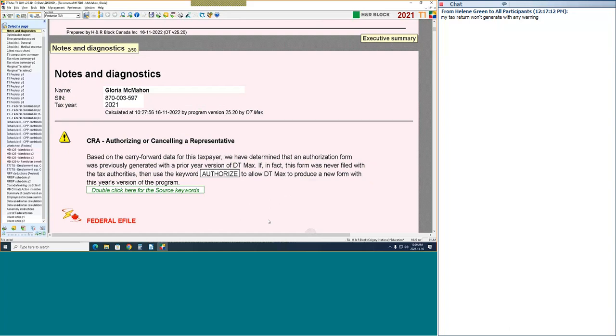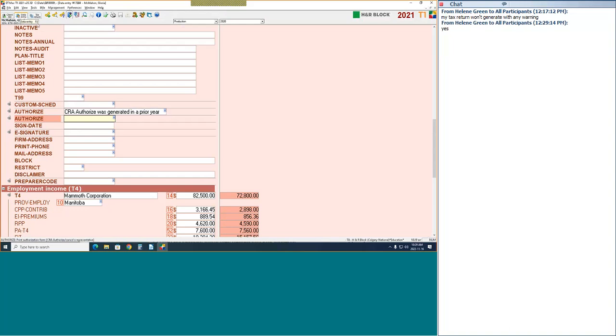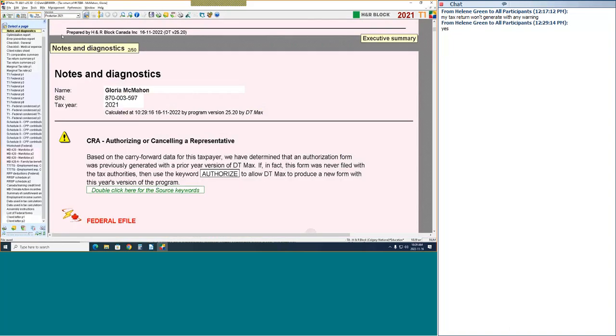So Helene, your tax return won't generate with any warning, whether it's yellow warnings or otherwise. You might need to kind of force it to generate, which would be Alt F9 to recalculate. So sometimes they just get hung up when they're trying to calculate. If it's still having that issue, what I'm going to ask you to do is send me a screenshot of what your warnings look like.